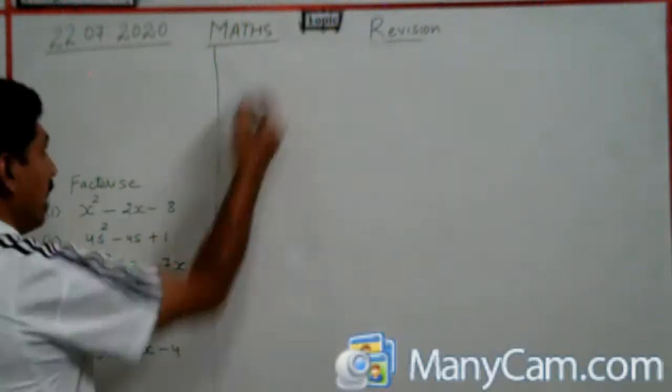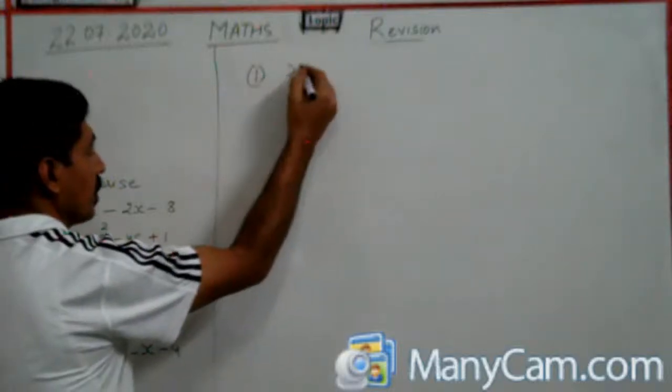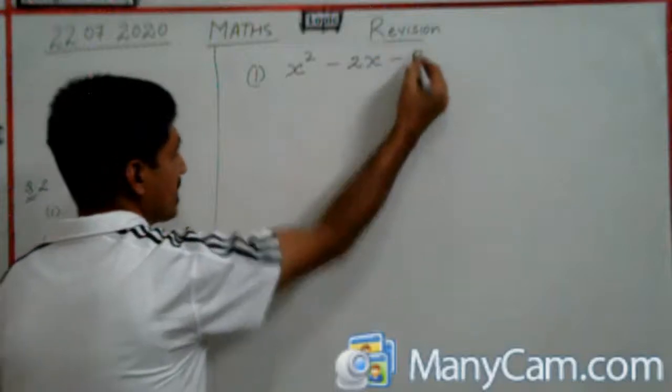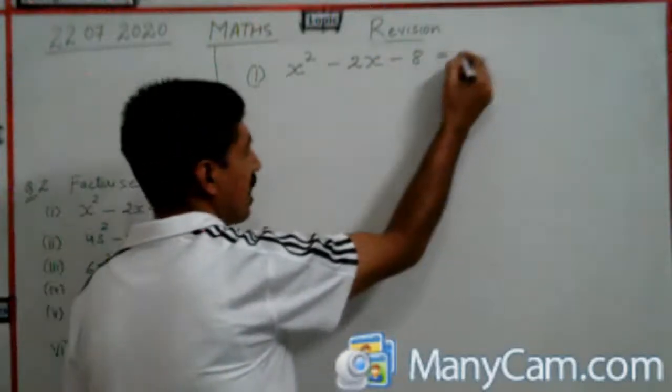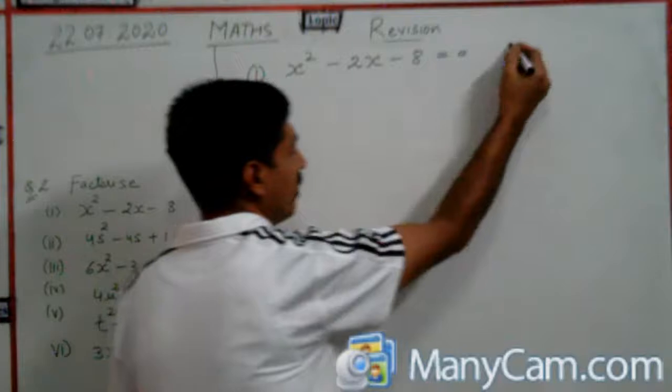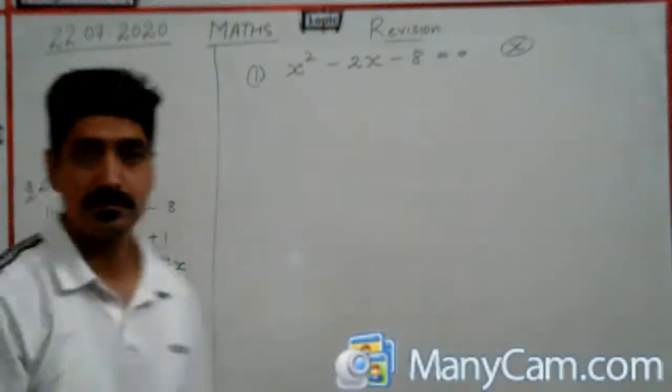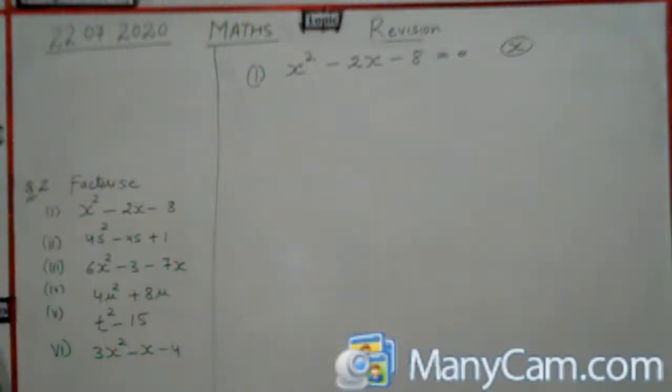So here we have, first, x square minus 2x minus 8. If this is equal to 0, and I am saying it is a quadratic, find the value of x. What are the roots? If you have solved it, you can tell.